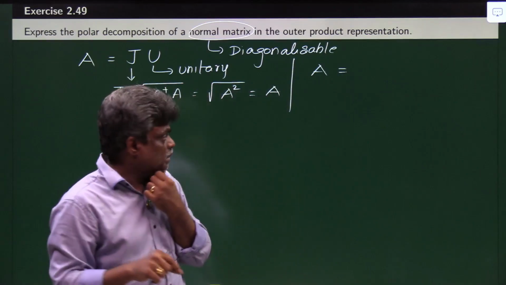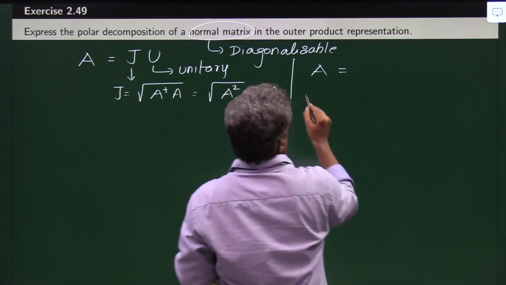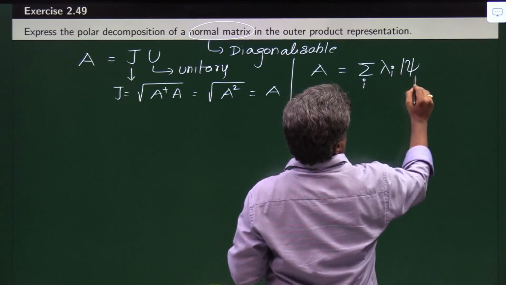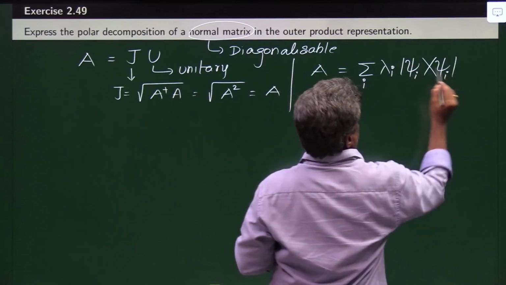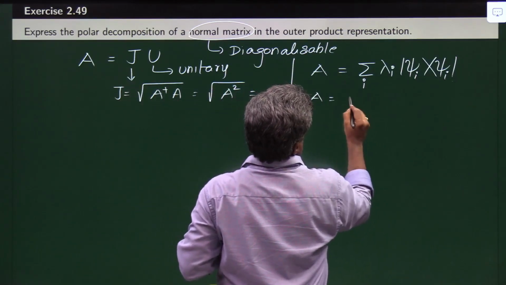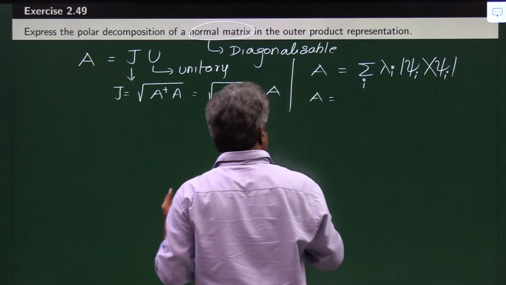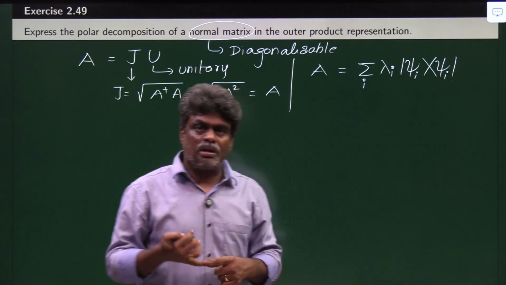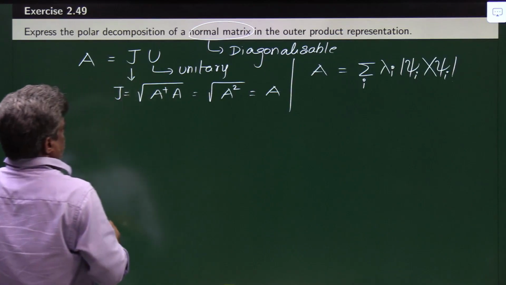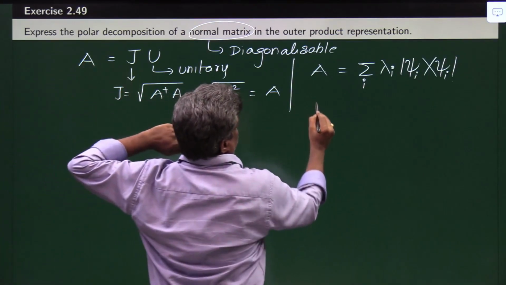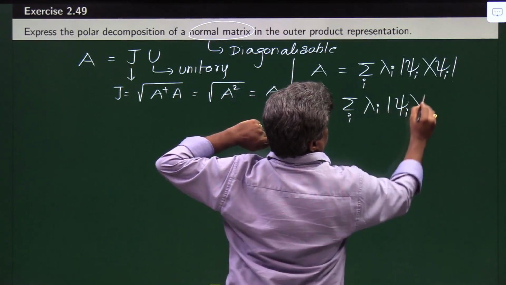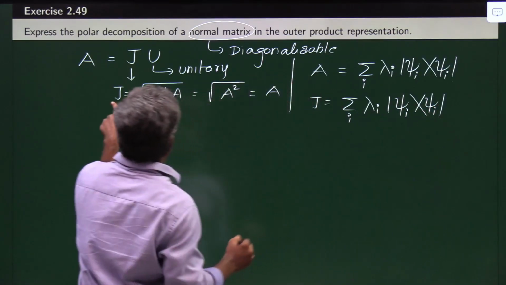Spectral decomposition of the representation of a matrix. If A is a matrix, we can represent it in the outer product form, summation over I, lambda I, psi I, outer product psi I, where psi is the eigenvector and lambda is the eigenvalue. So here let us suppose, we don't know the order. If it is a 2, we can write it as lambda 1 outer product psi 1 plus lambda 2 outer product psi 2. Okay. Right. So here we got the J. So J is nothing but what? Summation over I, lambda I, psi I outer product psi I, because J is nothing but A.